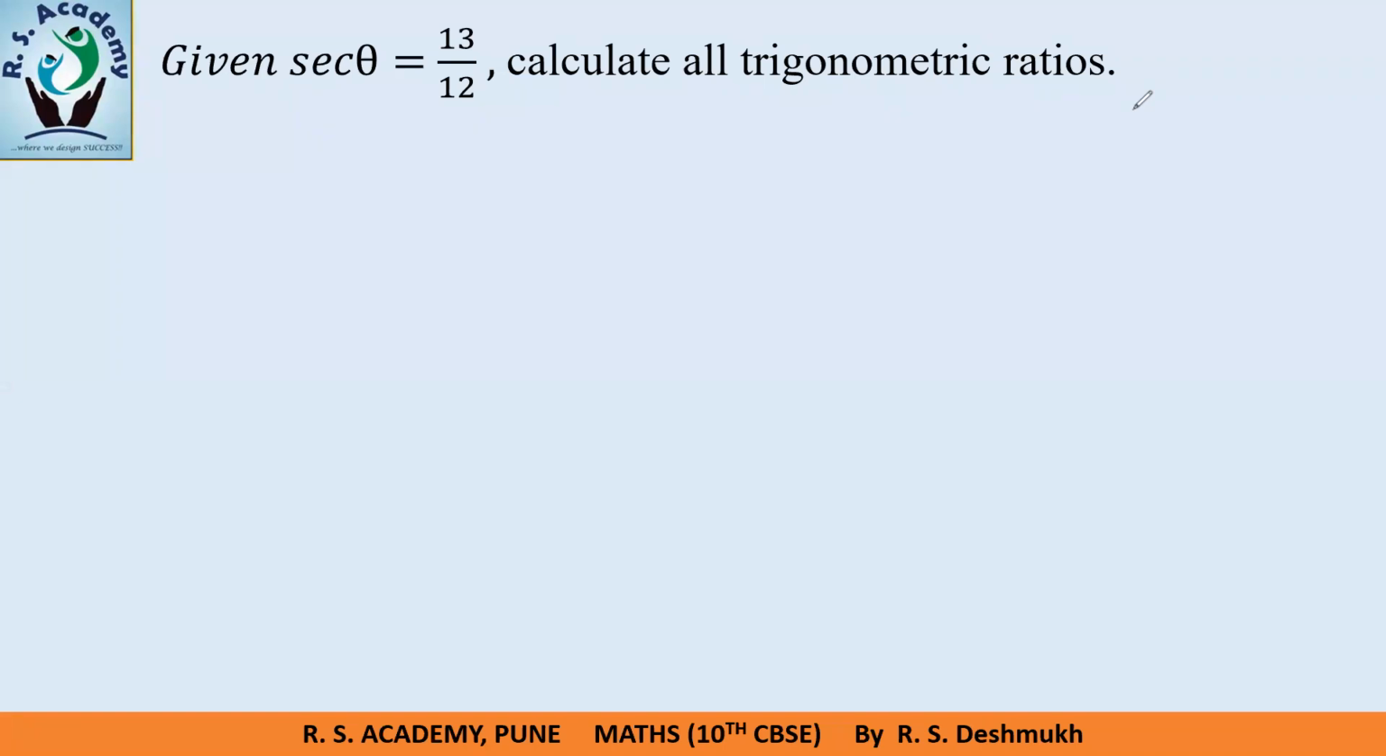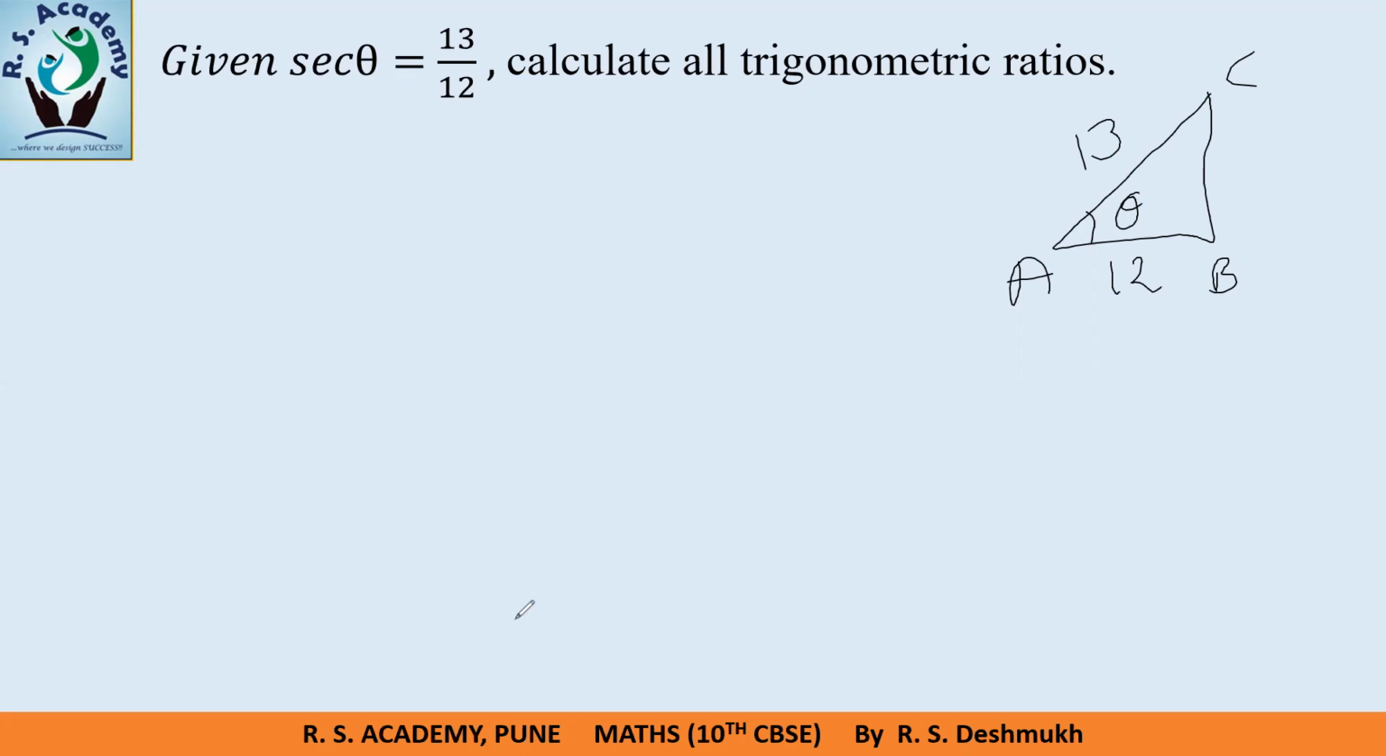So see here what they have given: sec theta is equal to 13 by 12. Whenever they say sec theta is equal to 13 by 12, first I draw a triangle. Let this triangle be ABC, in which this angle is theta. First thing you should know is what sec theta is. It is opposite to the cos. What is the cos? Adjacent upon hypotenuse. So sec theta is hypotenuse upon adjacent. So hypotenuse should be 13 and adjacent side should be 12. So it is very clear.